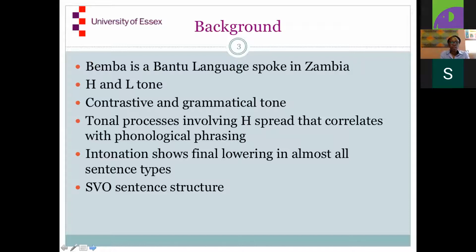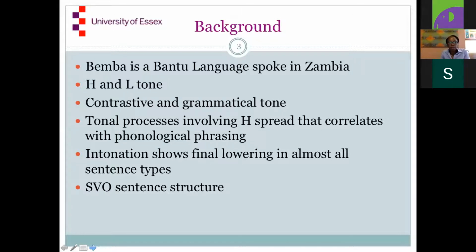There are high and low tones, and from the Bantu perspective, we assume that the underlying tones are high versus nothing, and the low tones get inserted after all of the phonology is applied. There's a contrast between lexical tones, where there are minimal pairs of words contrasted by tone, but also grammatical tone, where tone might be used in particular tense aspect mood markers.